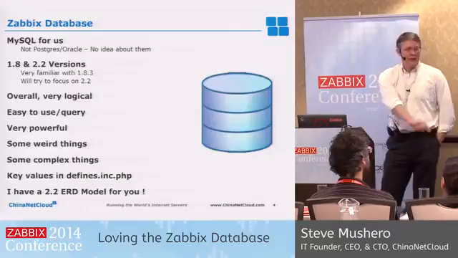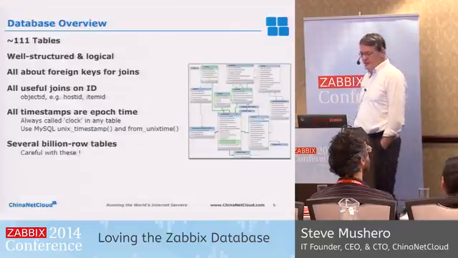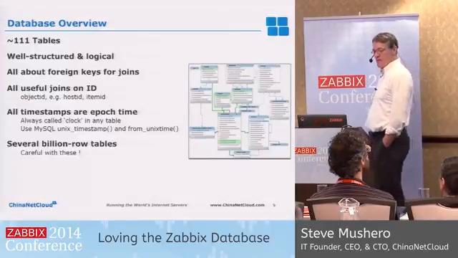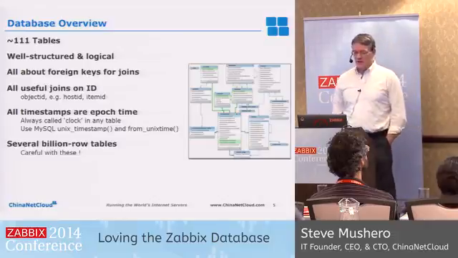And we have a 2.0 diagram. We have a 1.8 diagram and a 2.2 that's annotated that you might want. It'd be nice if Zabbix guys publish that. But anyway, about 110 tables. As I said, all things are joined.